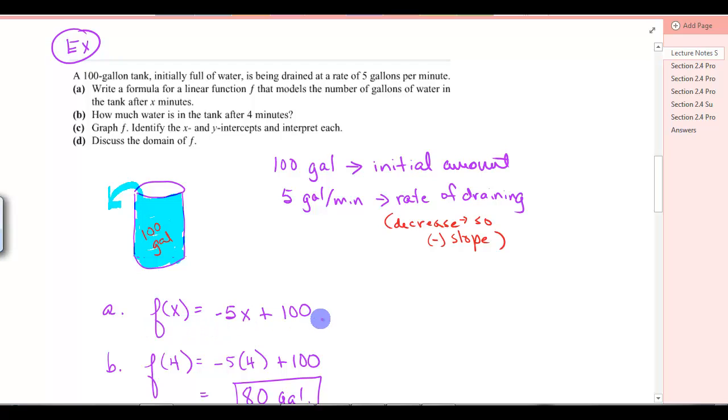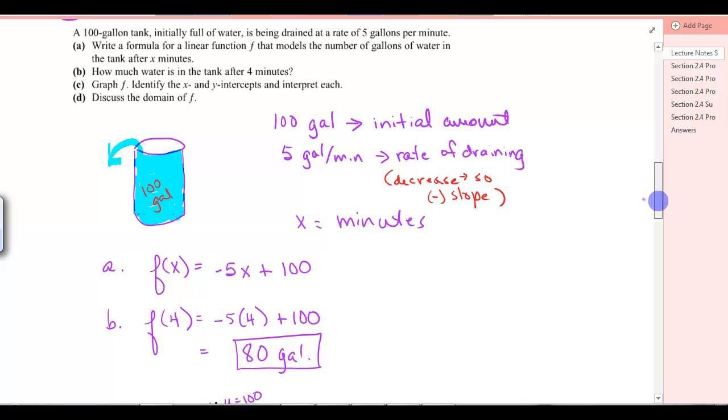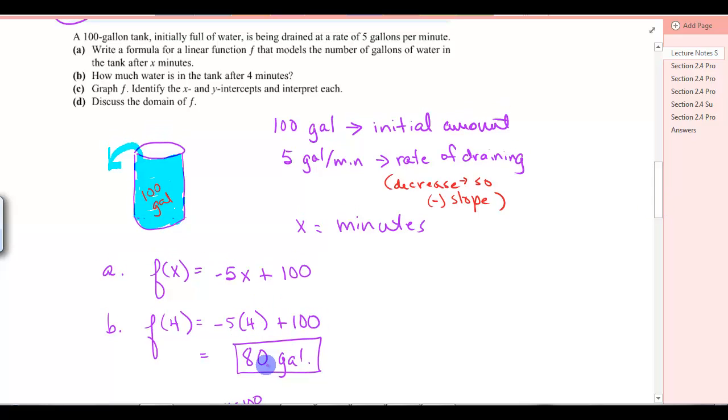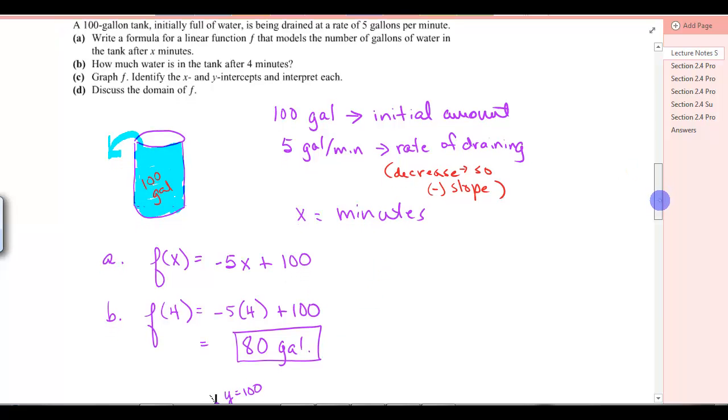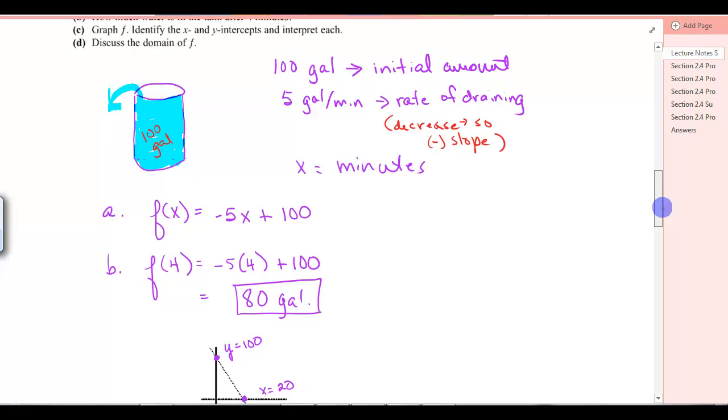If we have the function and we say, okay, if x is the number of minutes, which we should have written here, so f of 4 means we plug in 4 for x. Negative 5 times 4 is negative 20 plus 100, so 80 gallons. That means after 4 minutes, 20 gallons went out, we now have 80. C part says graph that.